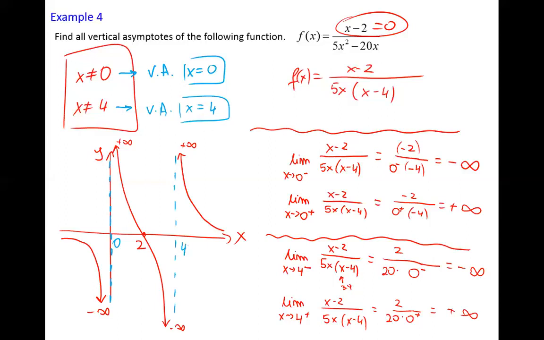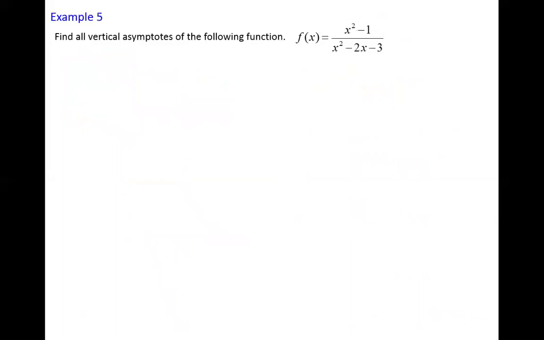Okay, I have another one. Find all vertical asymptotes of the following function. Okay, now this one, let's simplify. Because we have x squared minus 1 quadratic expression, I think I can factor out as x minus 1, x plus 1, and then denominator I can factor out as x minus 1, x minus 3, however x plus 1. Because this is negative 3 and negative 2.